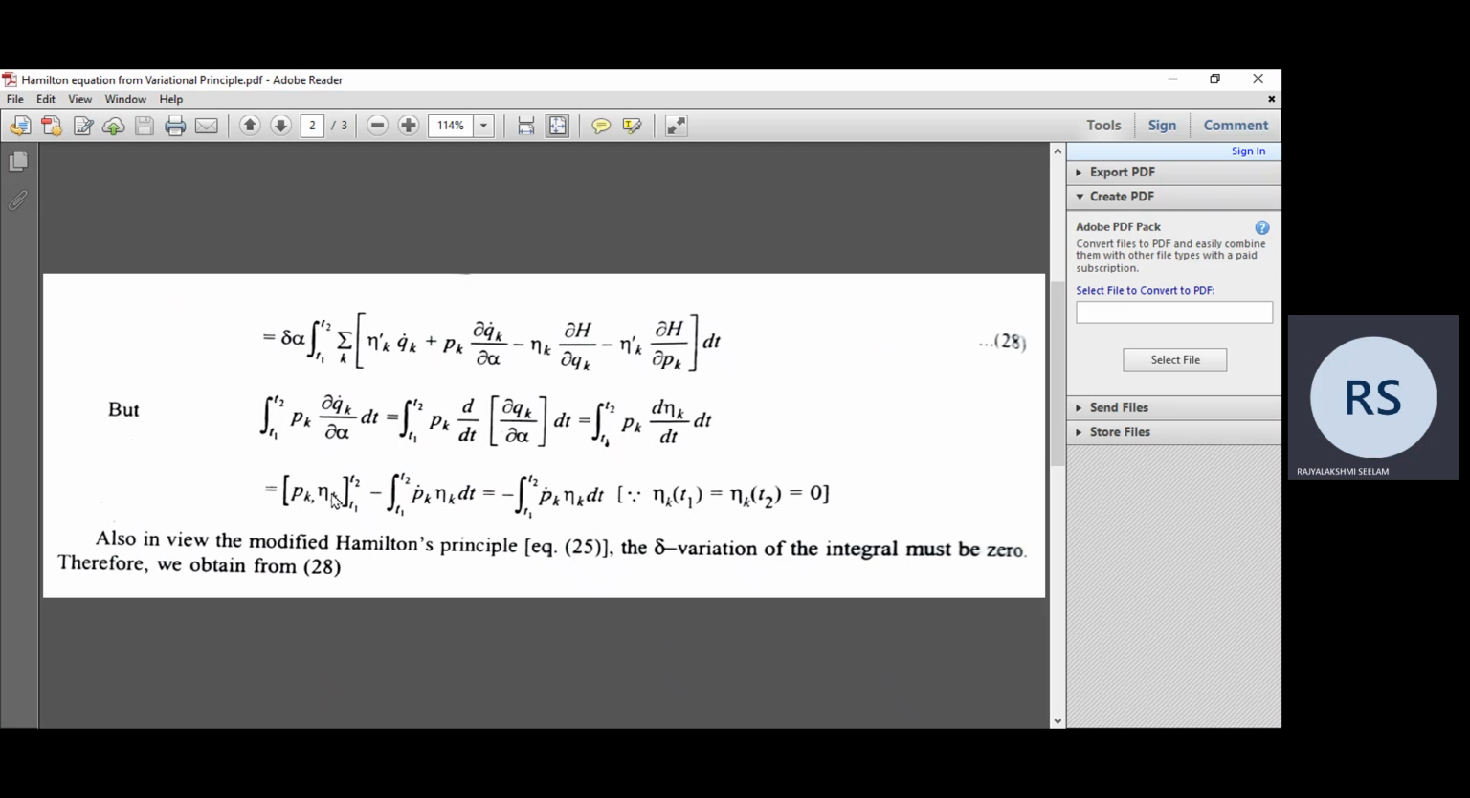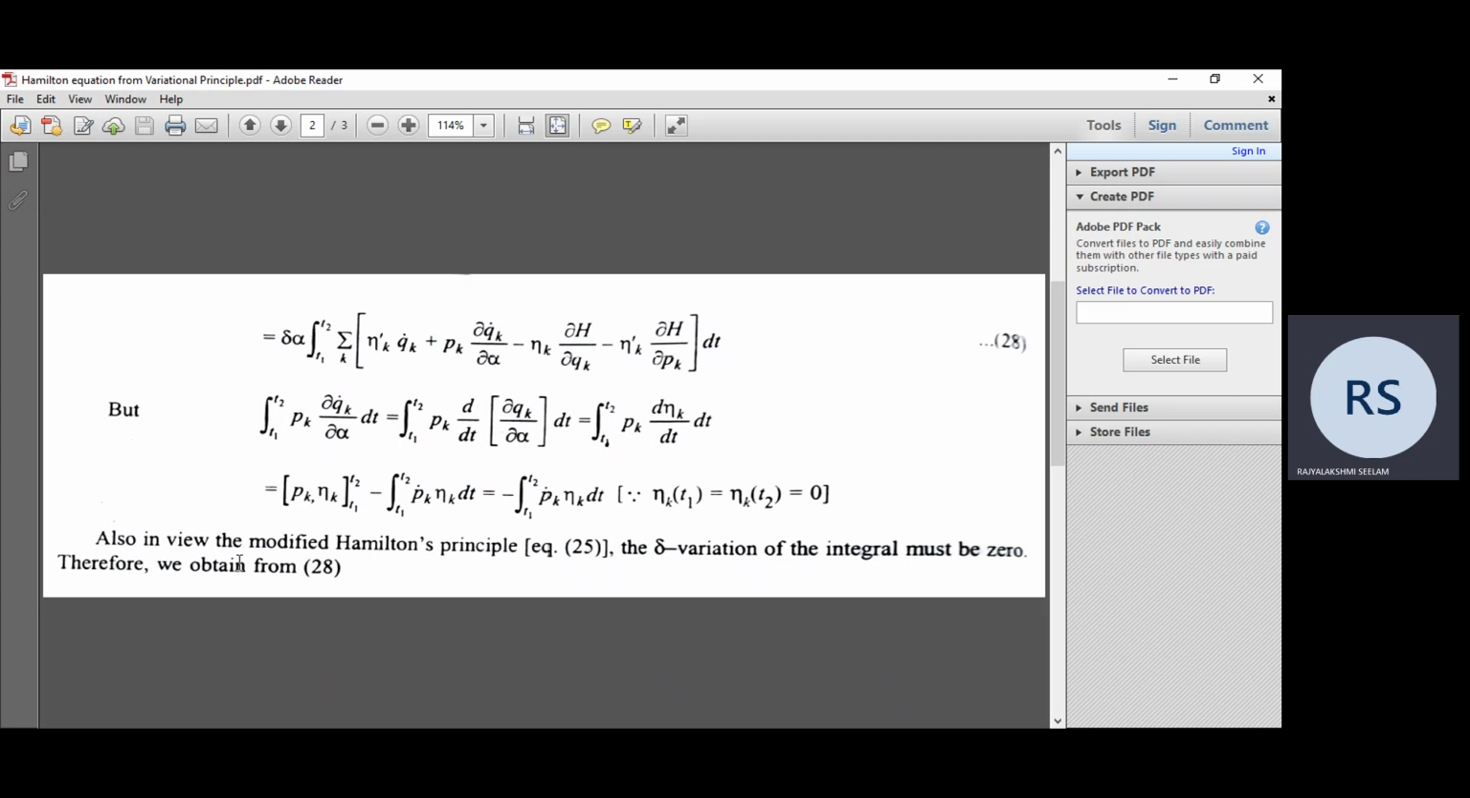Here already we have a condition. If you substitute the limits t1 and t2, ηk at t1 and ηk at t2 are already 0. So ηk at time t1 and ηk at time t2 are 0, so this term becomes 0. We will remain with only this term: minus ∫ from t1 to t2 ṗk ηk dt.